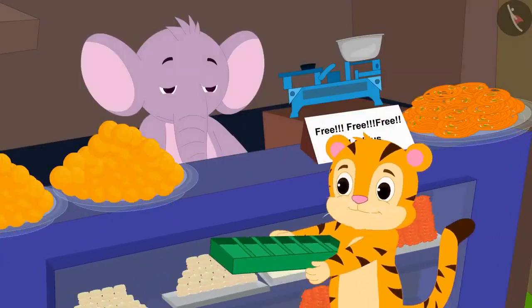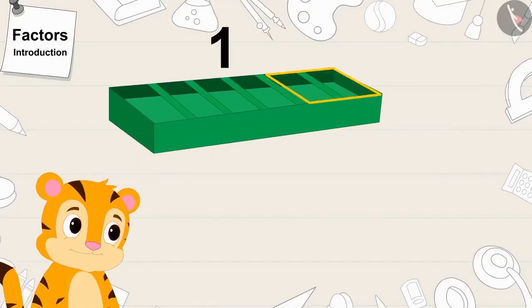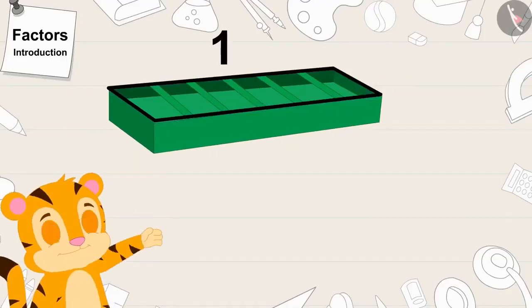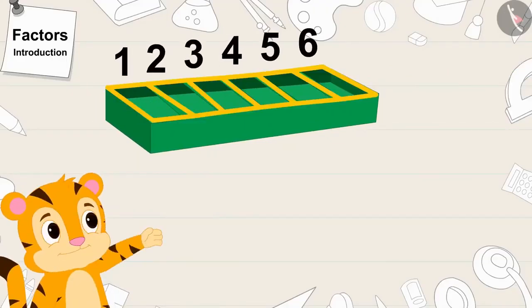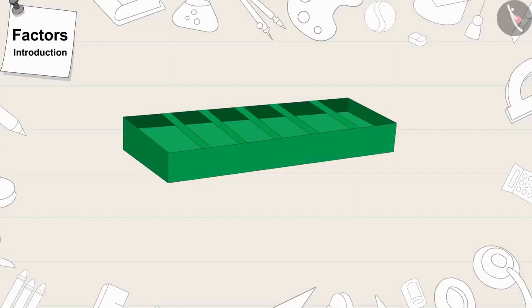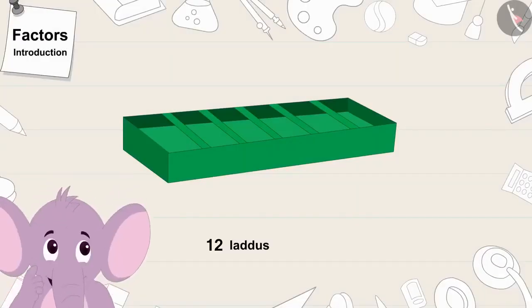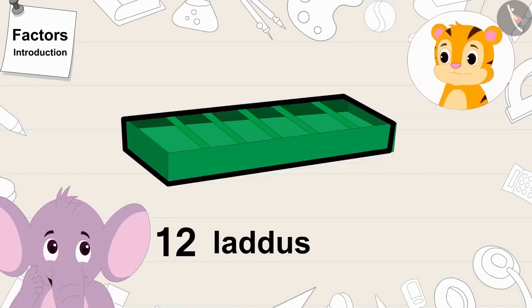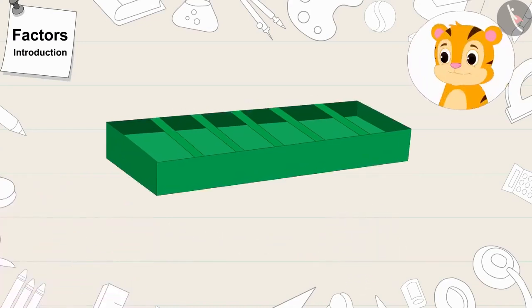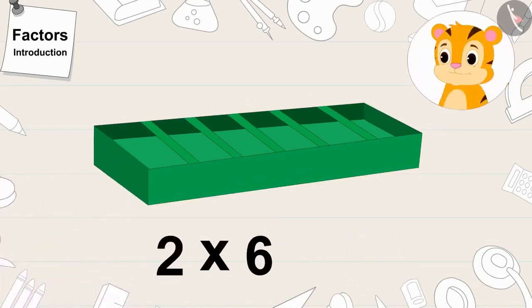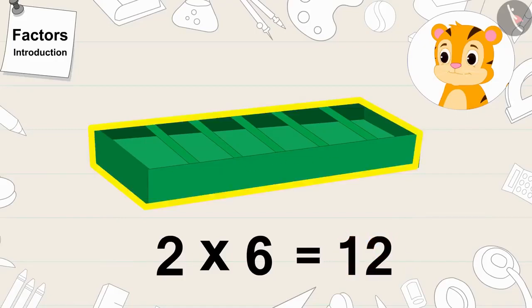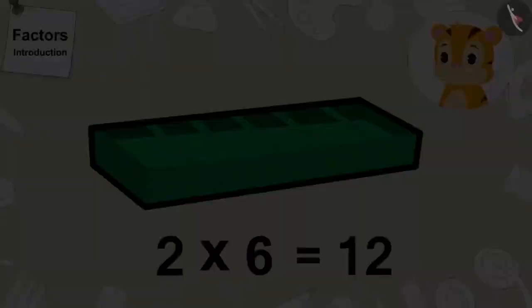Now, Sher Khan gave his box to Appu. There is one vertical line in Sher Khan's box and 6 slots. Children, will Appu be able to keep 12 laddus in Sher Khan's box? Yes, 2 times 6 is 12 laddus can be kept in Sher Khan's box.